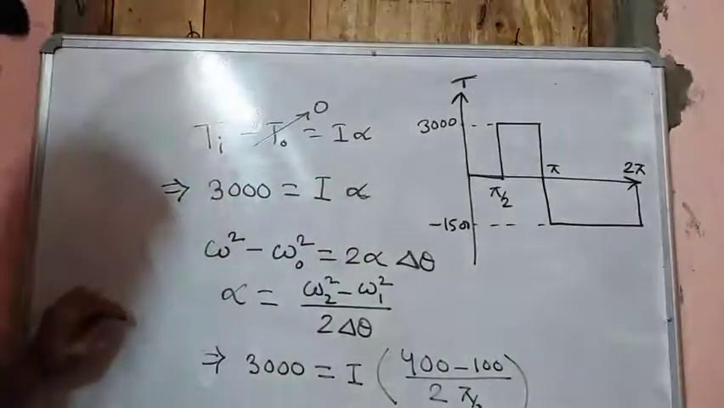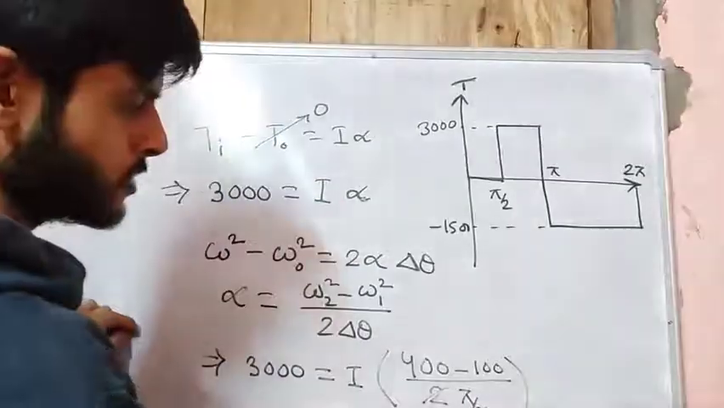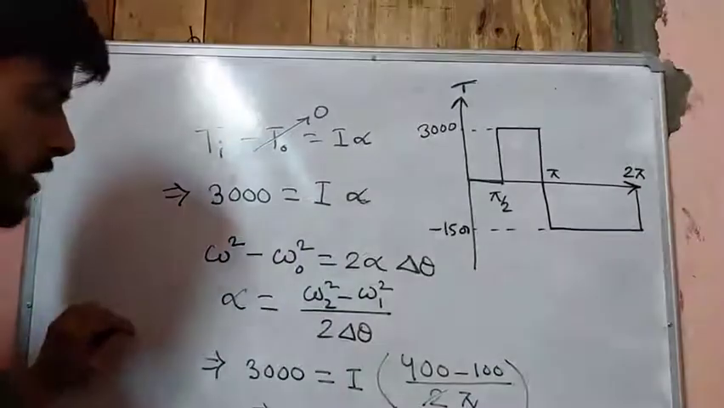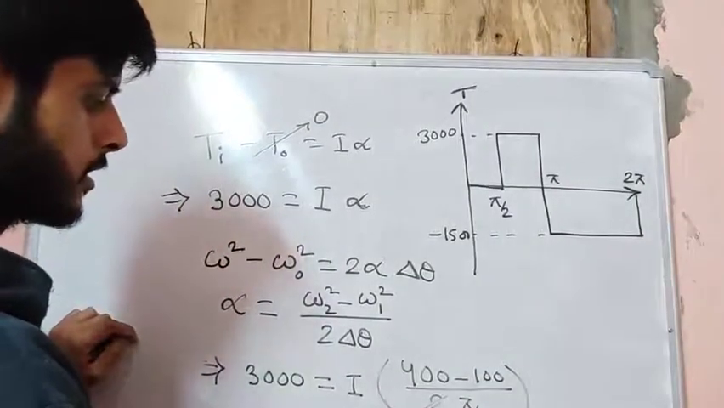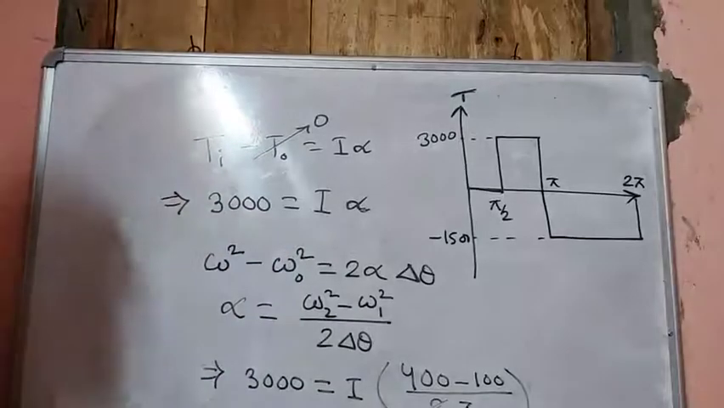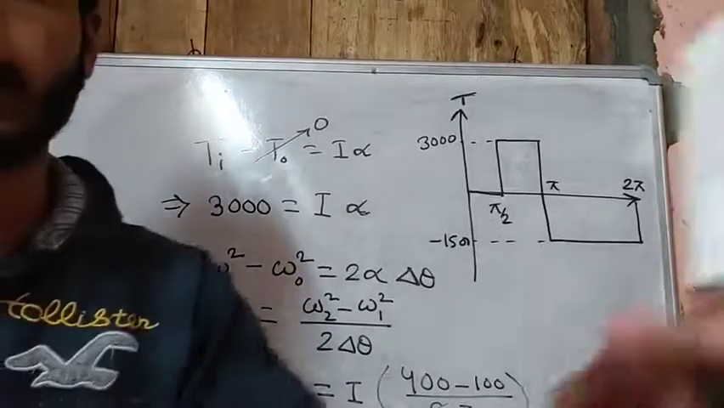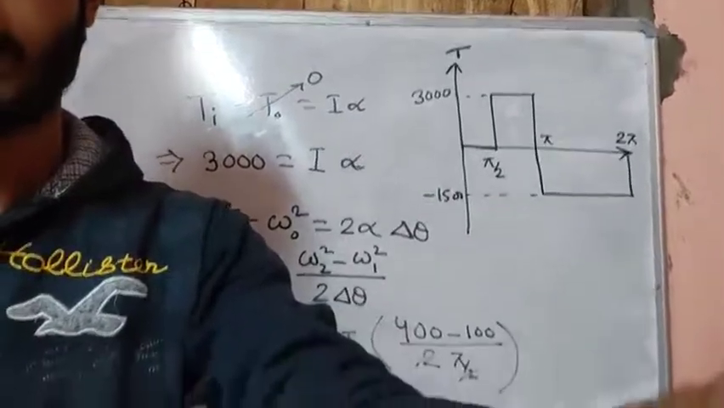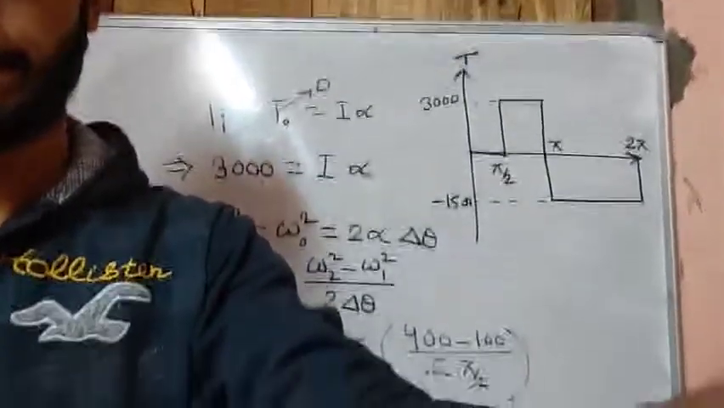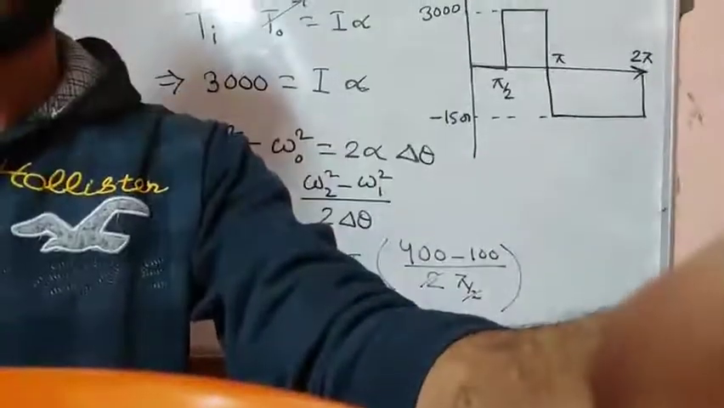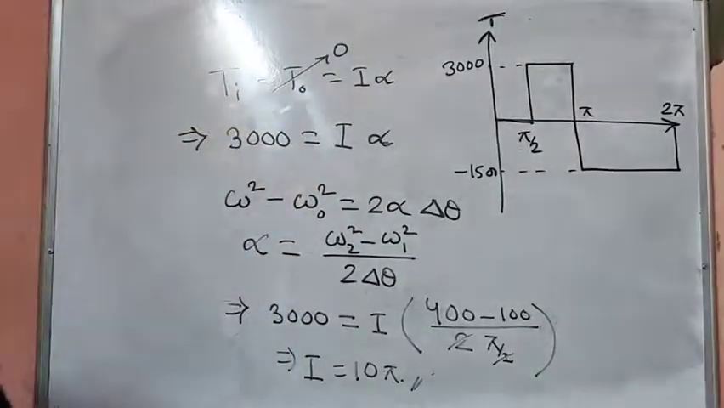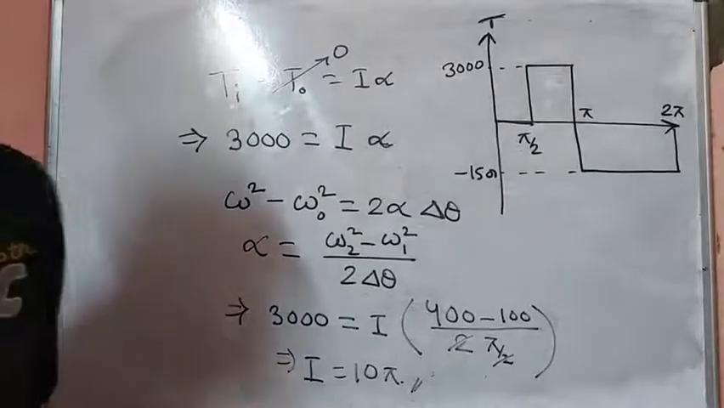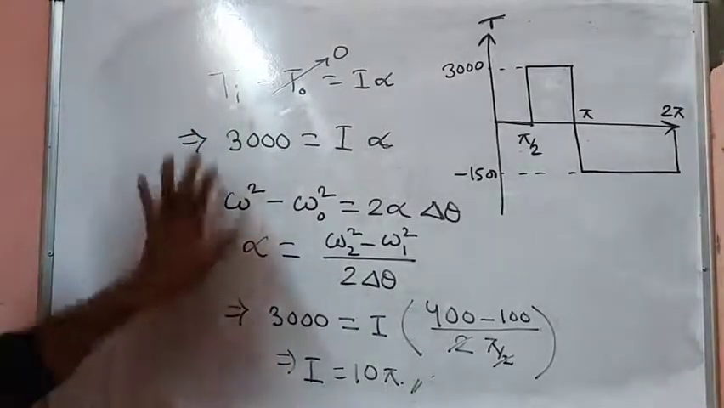Okay, so we can simply solve this equation. As you can see, this is 3000, so I is equal to 10 pi. As you can see, if we use basic kinematics, we can solve this problem in one step only.